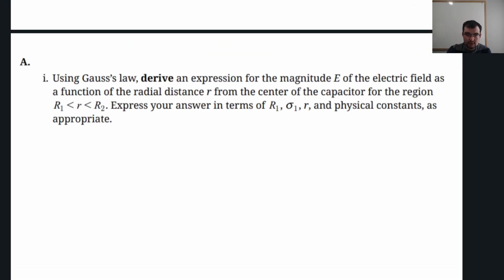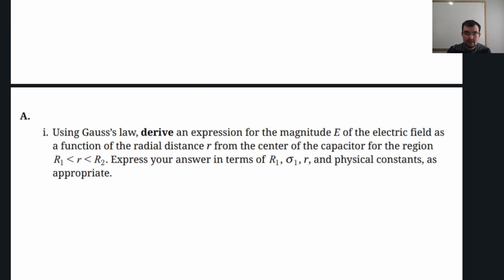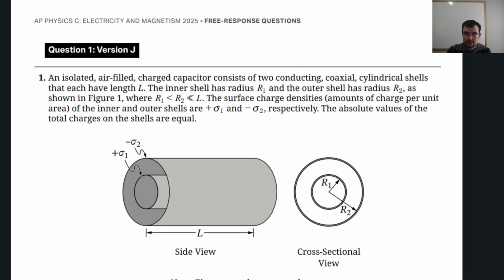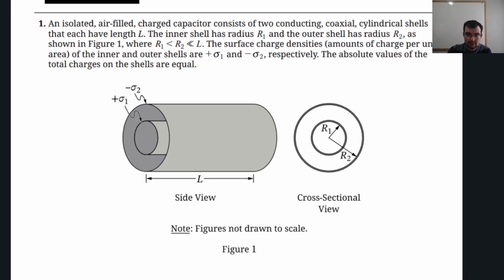Part A says first, using Gauss's law, so we better use Gauss's law, derive an expression for the magnitude E of the electric field as a function of the distance from the center in the in-between region. So we're interested in the field between the two capacitor plates, even though they're not plates. So we're interested in the field somewhere in that central cavity.